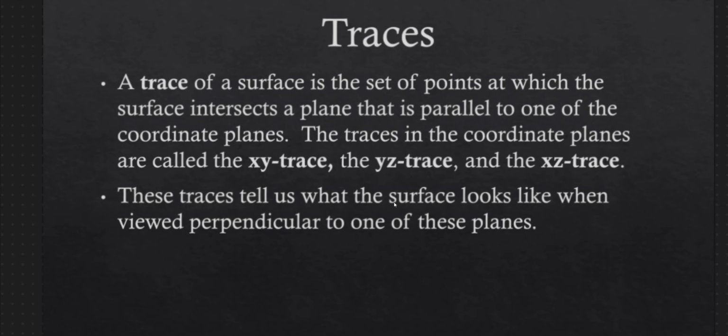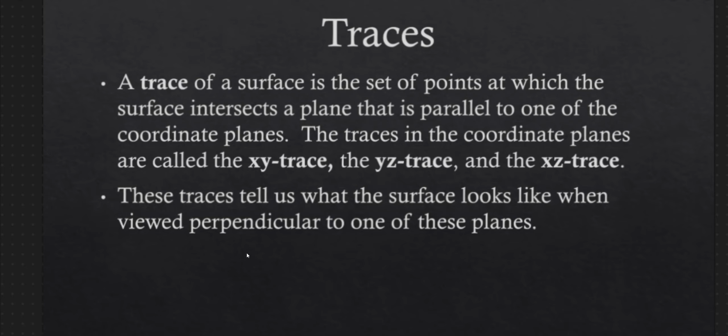So an xy trace, what does the surface look like if you intersect it with the xy plane? What's the curve that comes out of that? We can do a yz trace, which is look at the yz plane and look at how the surface intersects that. And finally, the xz trace, what does the surface look like when we intersect it with the xz plane? And so this is the idea. One way to think about these is if we're sort of standing parallel to one of the planes, what is the surface going to look like? That's a way to think about this.